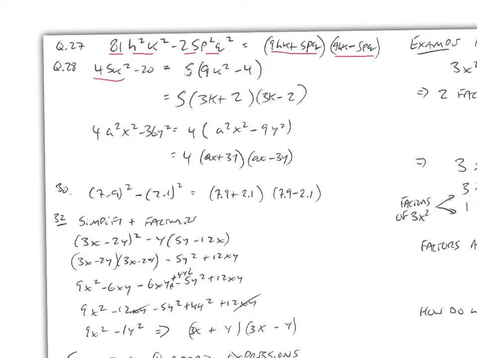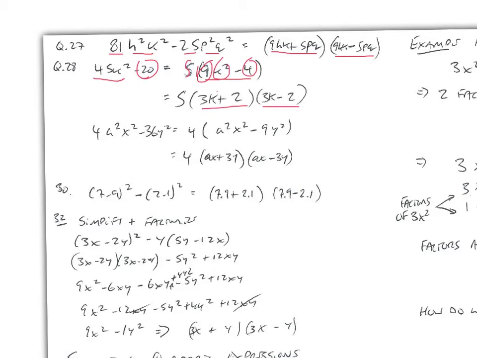45k squared minus 20. So we can't get the square root of that, so we have to be clever now and divide 5 into that. So we have 5 by 9k squared minus 4. Now we can work with this because the square root of 9 is 3, the square root of 4 is 2, the square root of k squared is k. So it's 3k plus 2, 3k minus 2, all by 5.